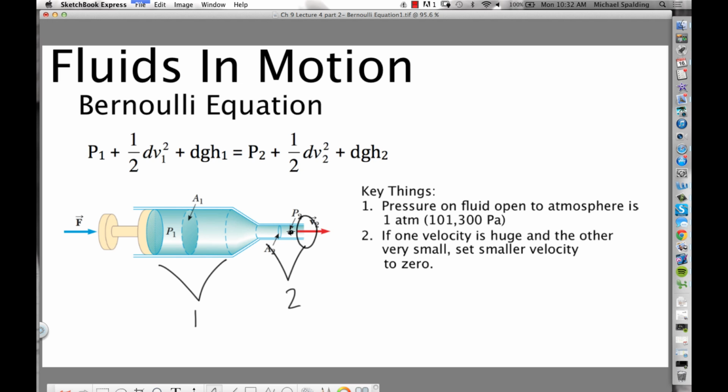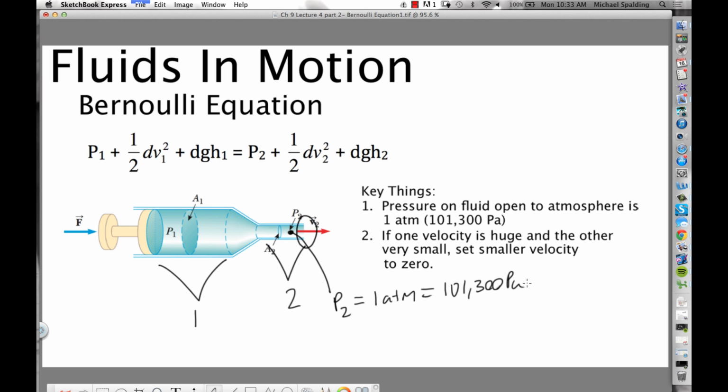So what is that telling us? And the problem's not going to tell you this. The problem's not going to say, oh, and notice that region 2 is open to the atmosphere. They're not going to tell you that. They just expect you to know it. So what would be the pressure of the fluid in that region? 1 atm, which is 101,300 pascals.